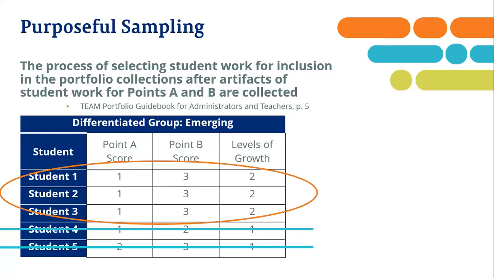For example, there are 5 students in the emerging group at Point A. 3 students grow 2 performance levels from Point A to Point B, and 2 students grow 1 performance level from Point A to Point B. The teacher should select a sample to submit in which the student grew 2 performance levels. The teacher will repeat this process for each of the other differentiated groups, proficient and advanced, within this one portfolio collection. The teacher will then follow the same procedure for selecting students for the other 3 portfolio collections using the associated rubrics.